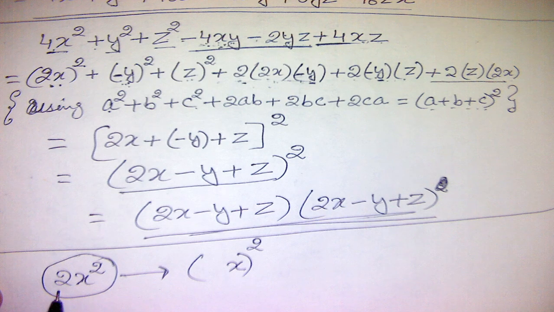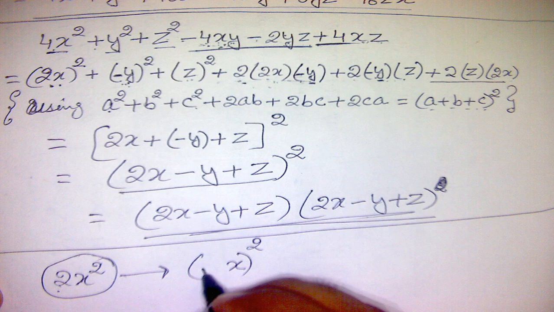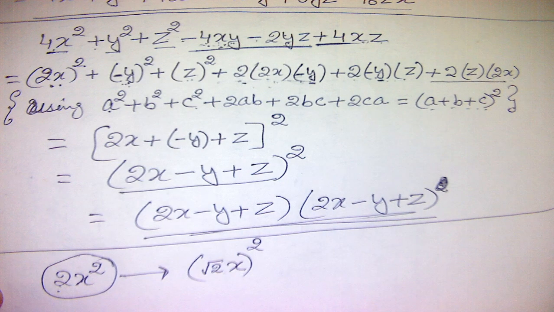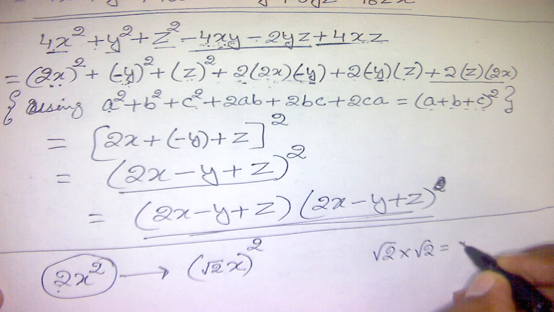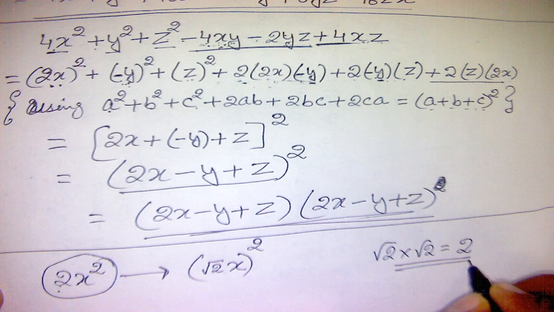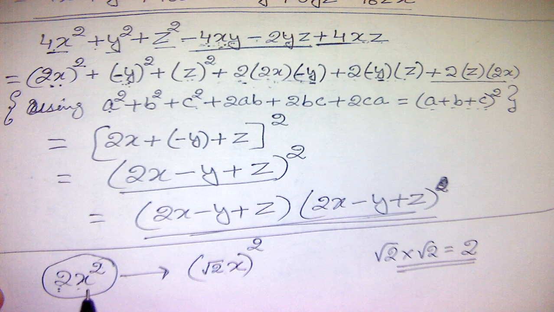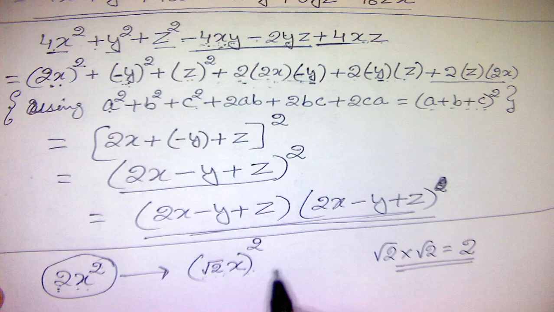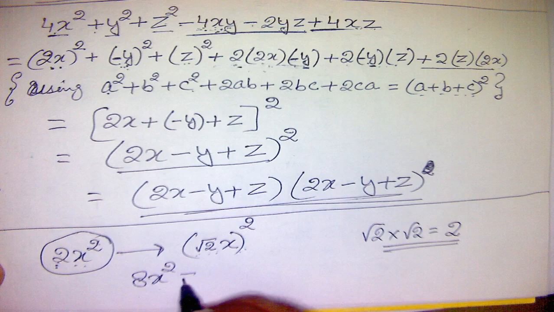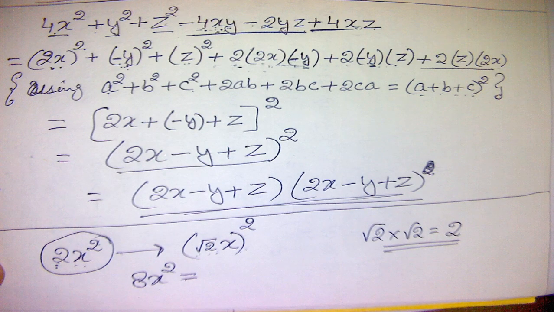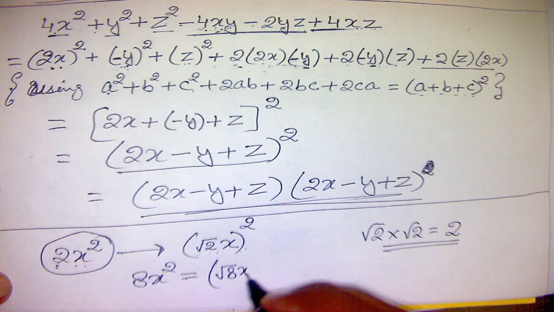You have studied about the irrational numbers now. So under root 2 is the square of under root 2, because under root 2 multiplied by under root 2, you know, is equal to 2. So 2x squared can also be converted into whole square as under root 2x whole squared. Now instead of 2x squared, if suppose you have 8x squared, then how will you convert it into the form of whole squared? Simple, you will say that it is under root 8x whole squared.